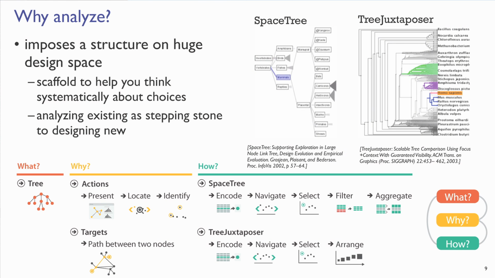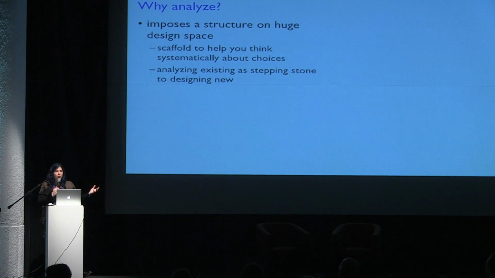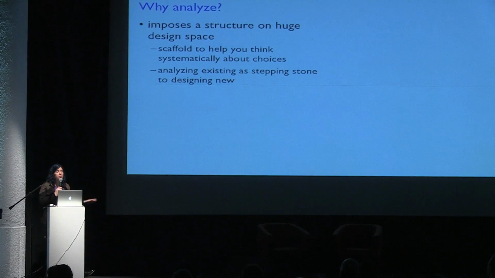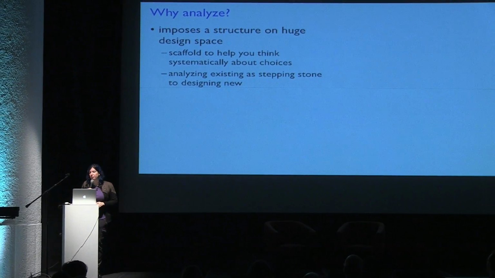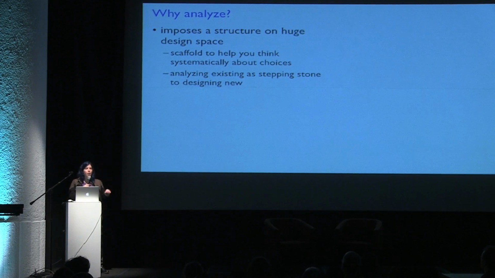So why is it useful? I know, obviously, I'm an academic. Not everyone in this room is an academic. In fact, probably a lot of you aren't. So why is this sort of analysis something that I think is worth doing? It's because I think it imposes structure on this design space that's otherwise completely overwhelming. So I think of it as some kind of scaffold to help you think systematically about the full set of choices that are available to you, with the logic that it's useful to analyze existing systems to help you design a new one more effectively or faster or better.